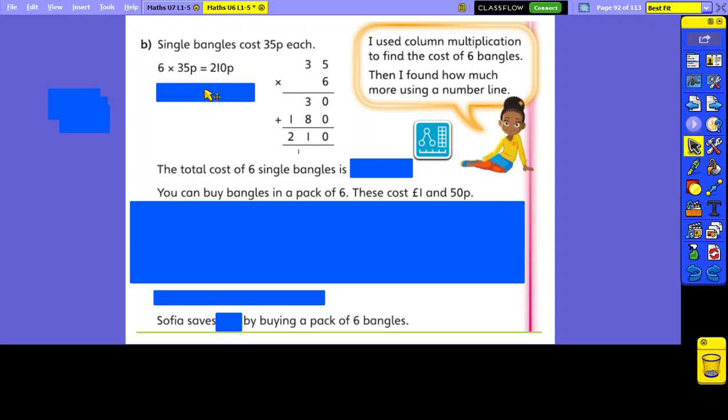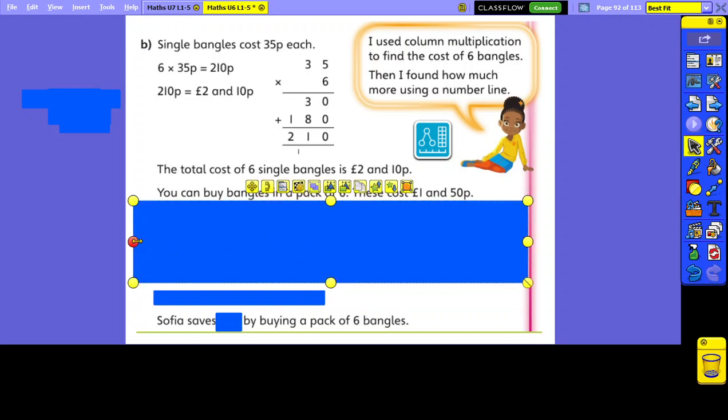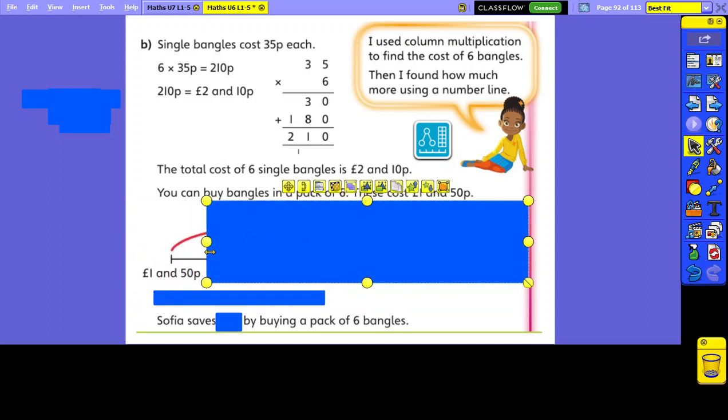210p is also the same as £2.10. So if Sophia was to buy 6 bangles individually, she would be charged £2.10. That's the total cost of those 6 bangles. But I can buy a pack of bangles as a 6 for £1.50. So let's see what I'm working out here. I'm going to start my number line at £1.50 because that's what I know the pack costs. And I'm going to count all the way up to £2.10 or 210. So I can do one big jump.